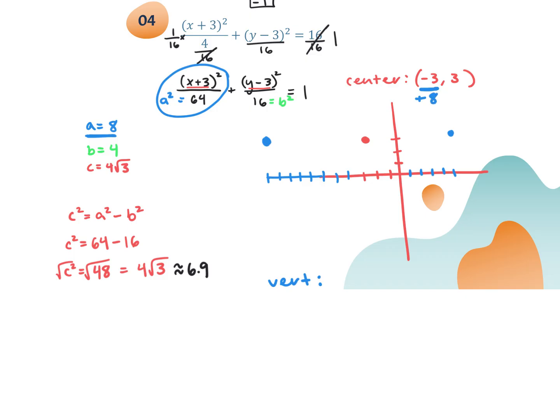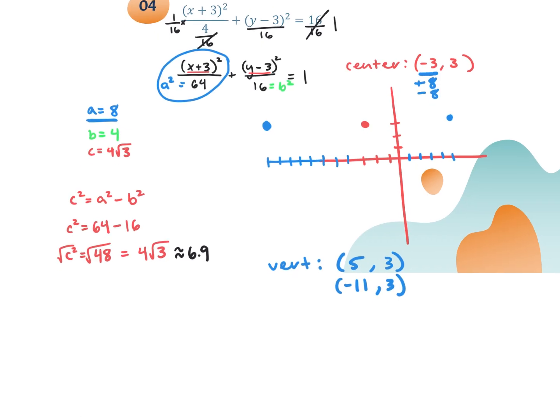So we're adding 8 and subtracting 8. So when we add 8, we get 5. The Y value stays the same, so 5, 3. When we subtract 8, we get negative 11, 3. So I did negative 3 plus 8 to get the first number, then negative 3 minus 8 to get the second number. The Y value stays the same. So those are our vertices.